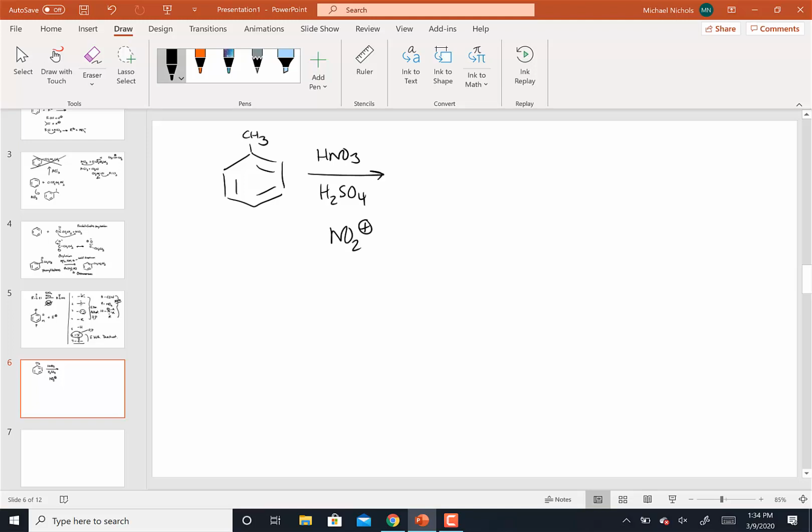And so, what is methyl? Electron donating, electron withdrawing, ortho-para, or meta? It's an ortho-para director, it's activating. So the methyl group says to the nitro group, you're going to the ortho position, you are going to the para position, and so I would get a mixture of ortho-nitrotoluene, and I would get para-nitrotoluene.